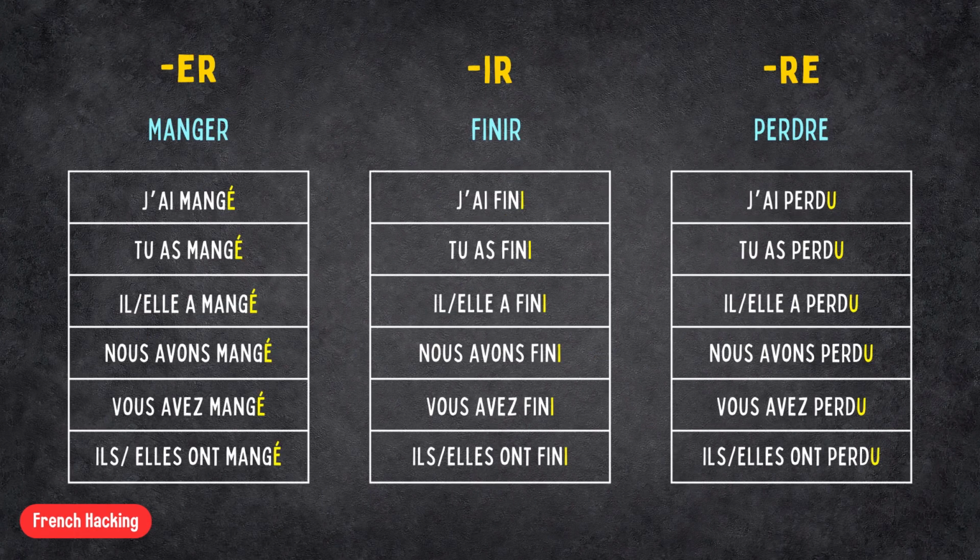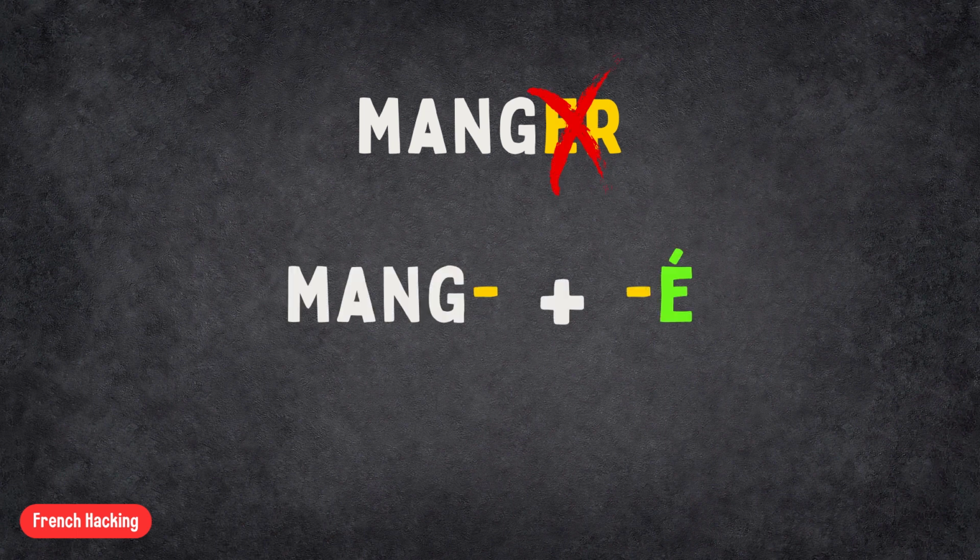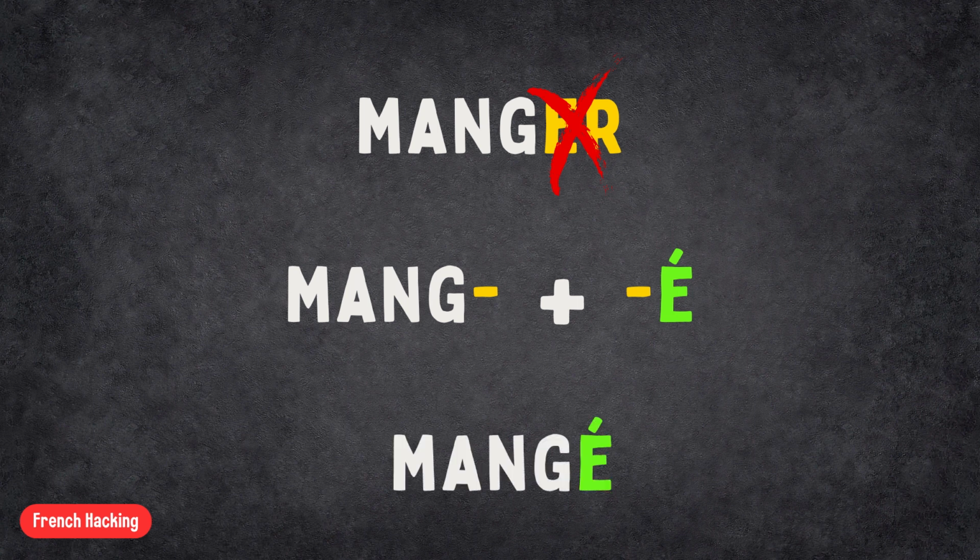These tables show the standard conjugation pattern of verbs ending in er, ir, and re. What these tables are essentially saying is that for verbs ending in er, like manger, you cut off the er, keep the stem, and add an e with an acute accent, also known in French as e accent aigu. And that's how you get your past participle.